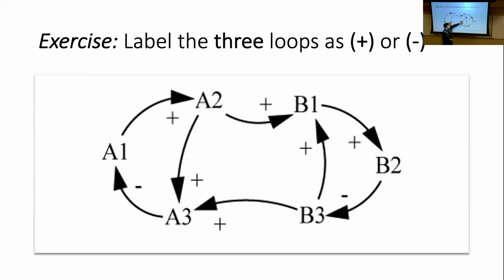There's a loop here, there's a loop here, there's also a loop all the way around the outside. And the loop here is going to be a negative loop. The loop here is going to be a negative loop, but the loop all the way around the outside is going to be a positive loop.